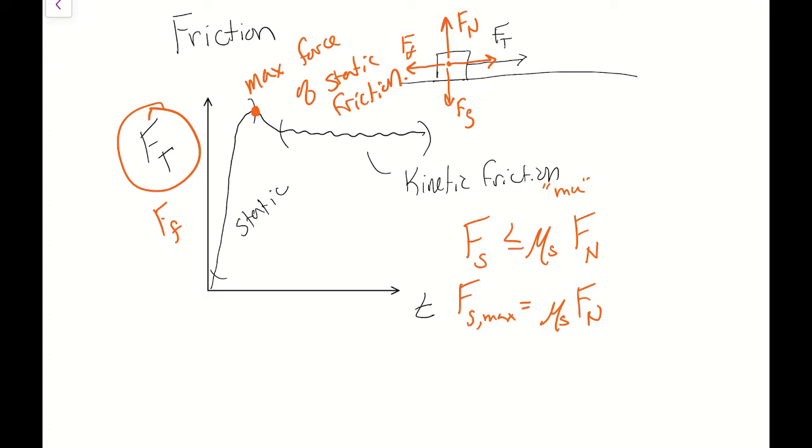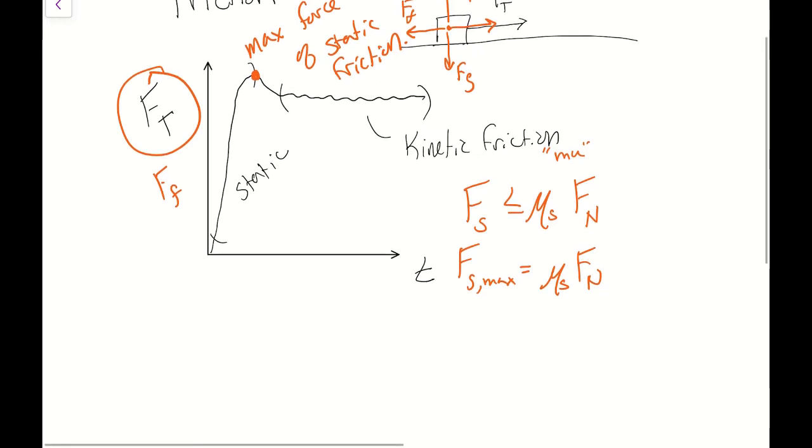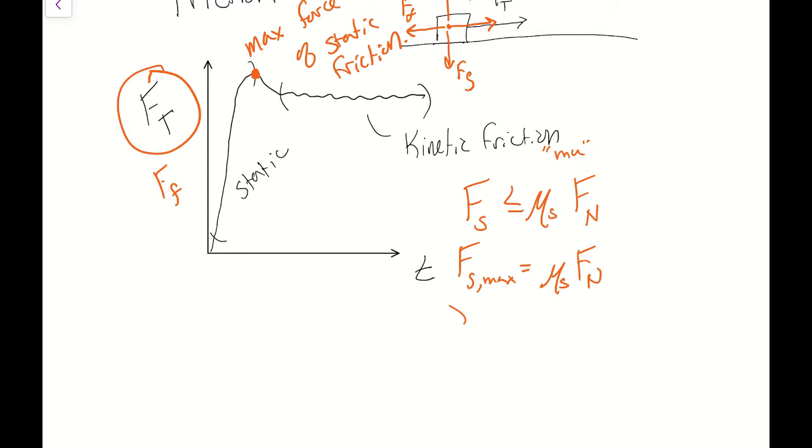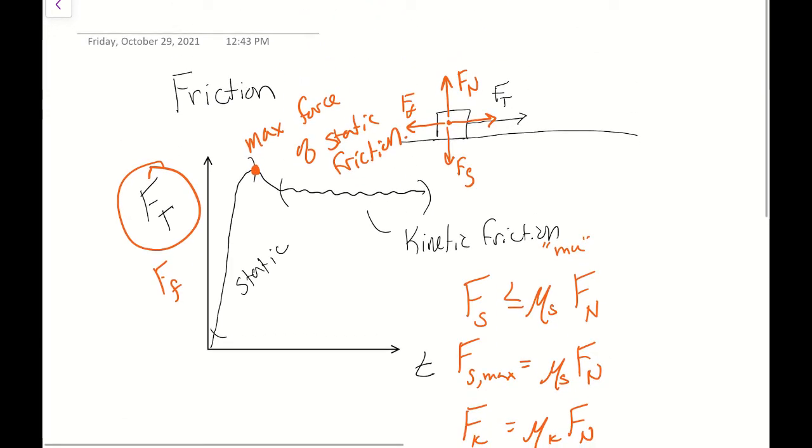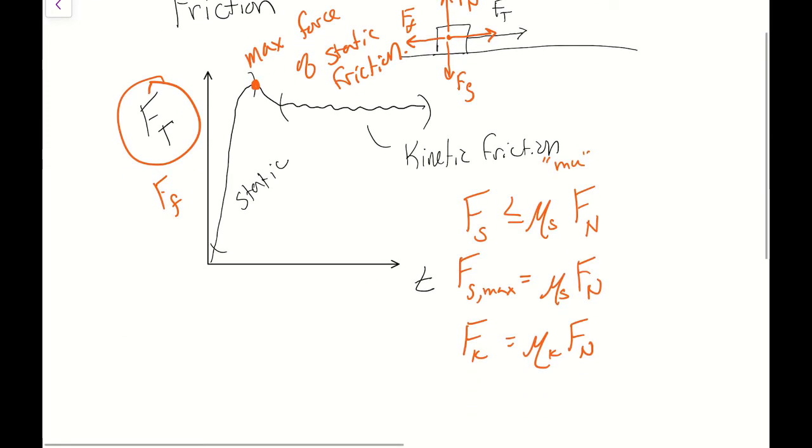And then once it starts moving, we have kinetic friction. So I can write the same sort of equation, but substituting in K for kinetic instead of S for static. The force of kinetic friction is always equal to the coefficient of kinetic friction times the normal force. So this idea, if I were to take a block and put a mass on top of it, that's going to increase the normal force. That will make it harder to push. That's going to increase the force of friction.